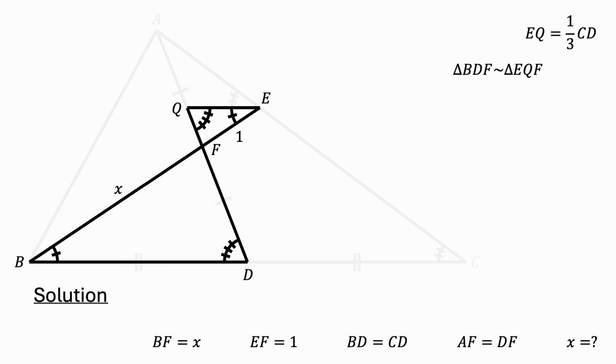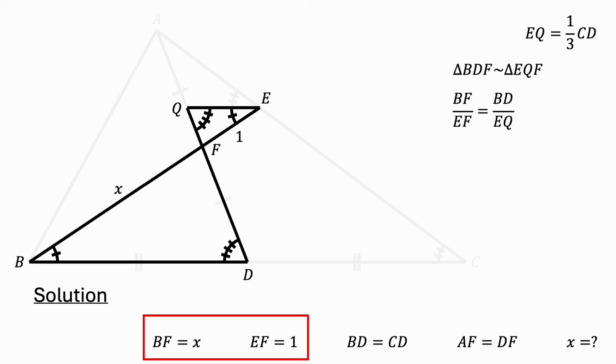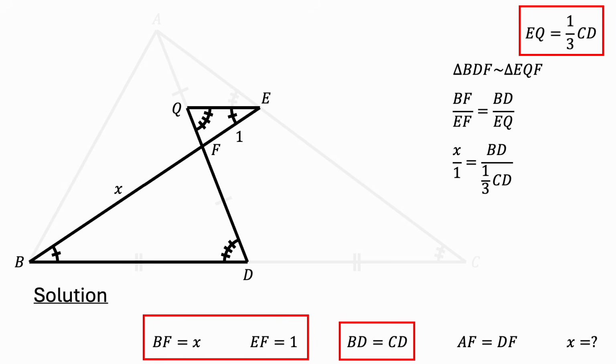Since corresponding sides in similar triangles are proportional, we have BF over EF equals BD over EQ. Using BF equals X, EF equals 1, and EQ equals 1 over 3 CD, we obtain X over 1 equals BD over 1 over 3 CD. Since BD equals CD, BD cancels with CD. Therefore, X equals 3 is the answer.